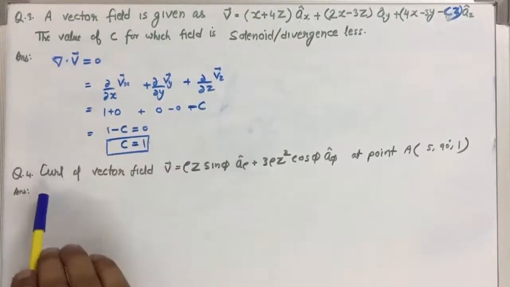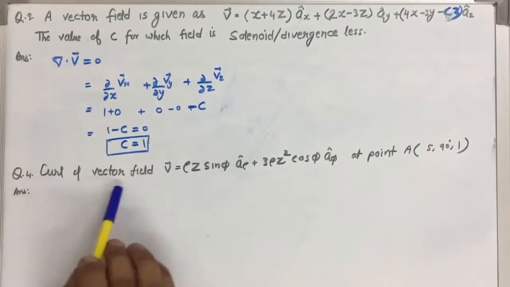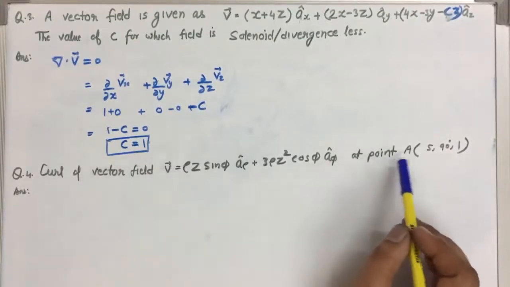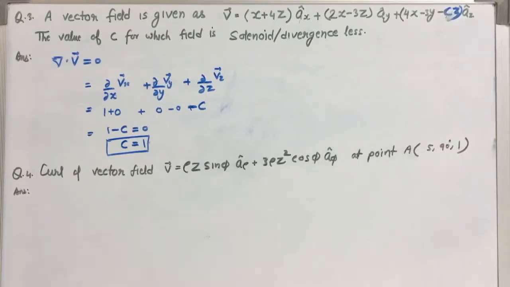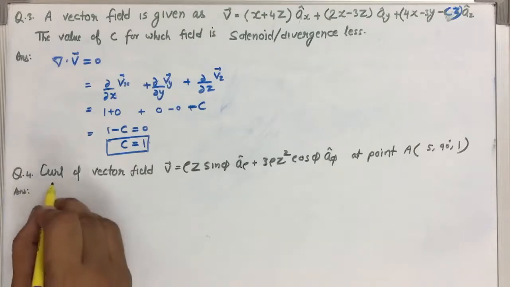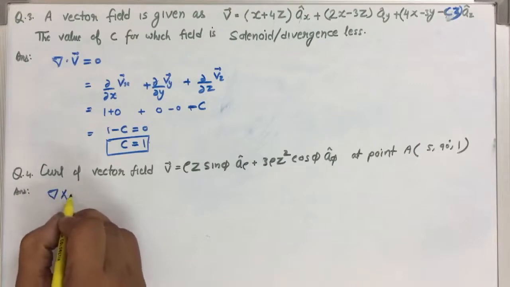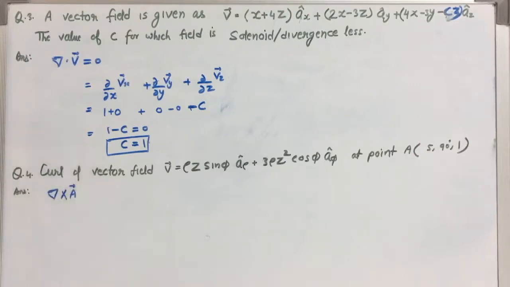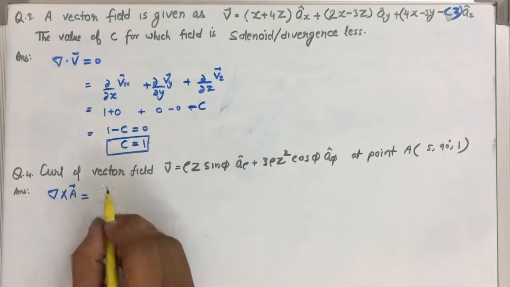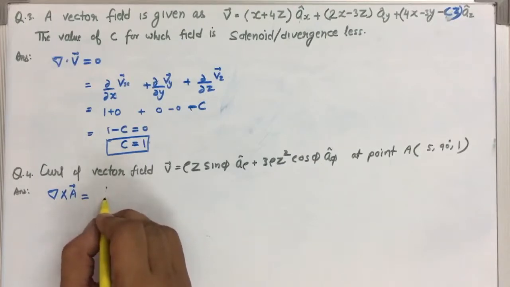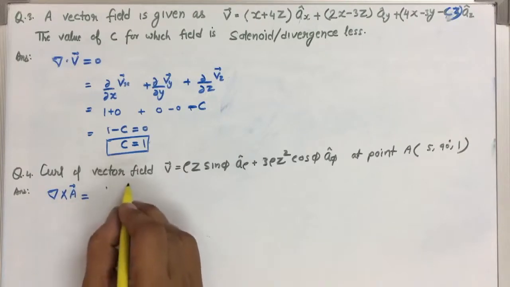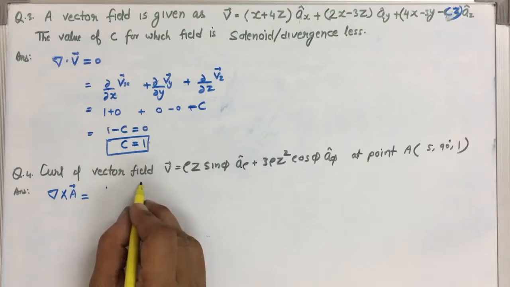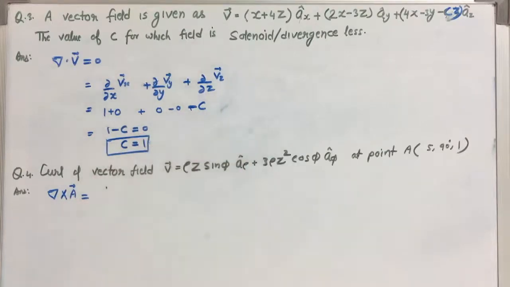Now the next question is related to curl, and the problem is to find the curl of vector field V at any point. From the previous study, we know that the curl of any vector field can be written as the cross product of the del operator with the vector field. It is equal to the general formula we know, 1 by h1 h2 h3 and h1 in the direction of unit vector in the coordinate and so on. So we will write that later.